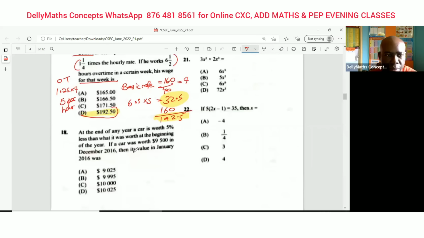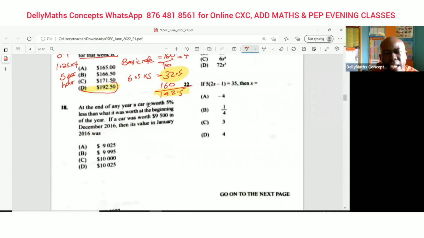All right, so let's go further. At the end of the year, a car is worth 5% less than what it was worth in the beginning. If the car is worth 9,500 in 2016, then what is the value at the beginning of the year? You could look at this. This is 5%. This is 10,000. So you could look at the answers to get there. So we're saying if I have 10,000, 5% of this, you want to work it out your regular way. You see it coming back, 2 zeros. So that's $500 would have come off.